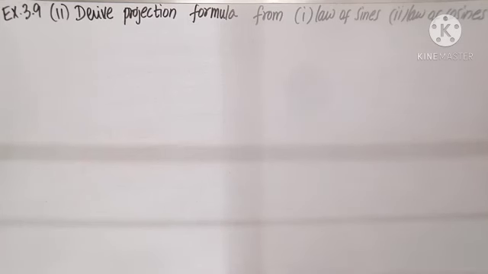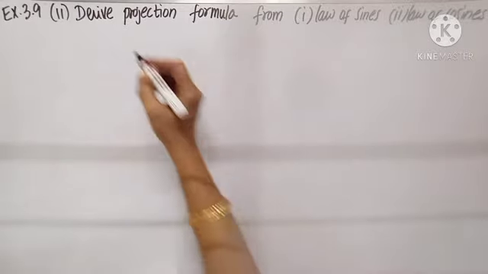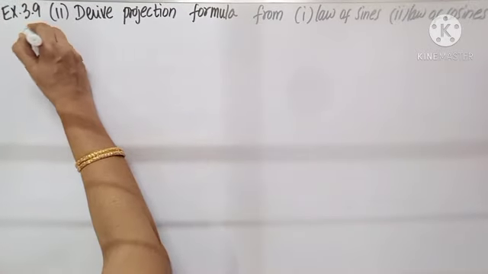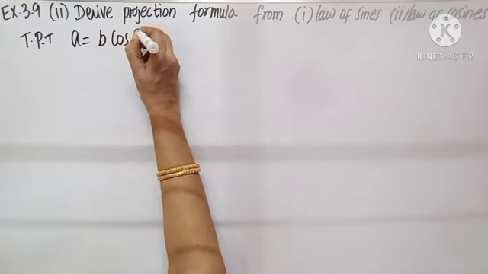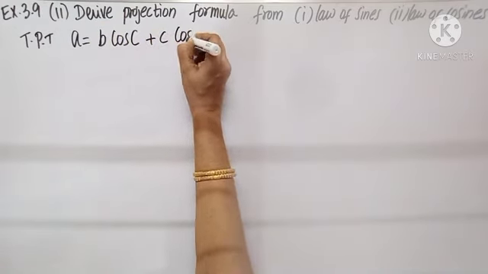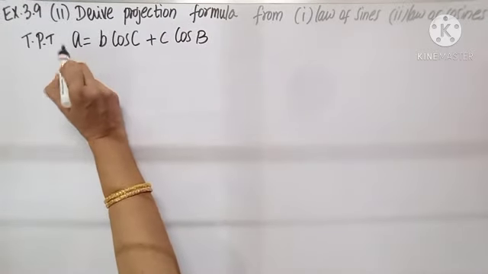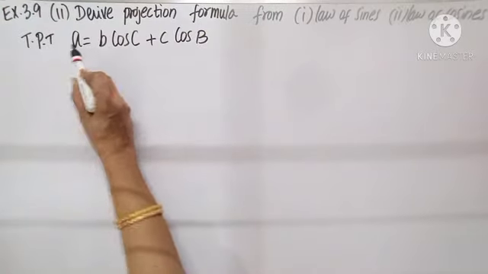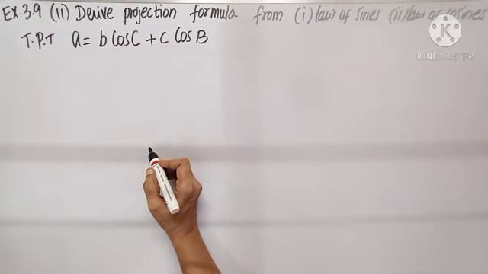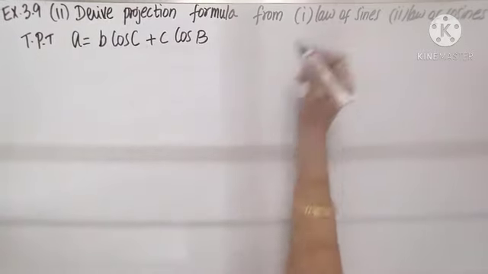Exercise 3.9, question number 11. Derive projection formula from law of sines and law of cosines. What is projection formula? To prove that a equals b cos C plus c cos B. Remember, projection formula, whatever letter comes here, a combination of the other two. So a comes here, b and c combination will come on the right. How to prove it? Using law of sines.